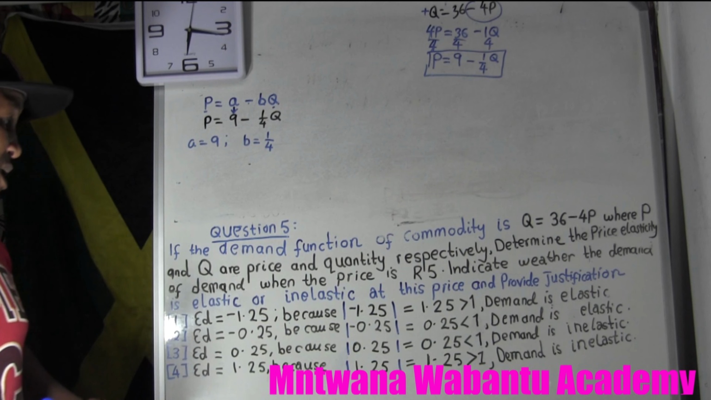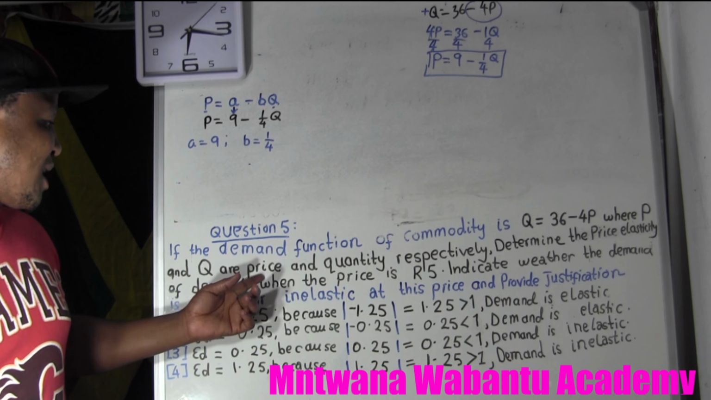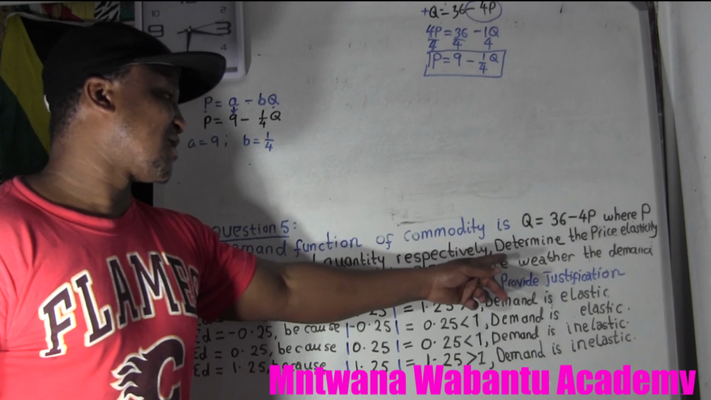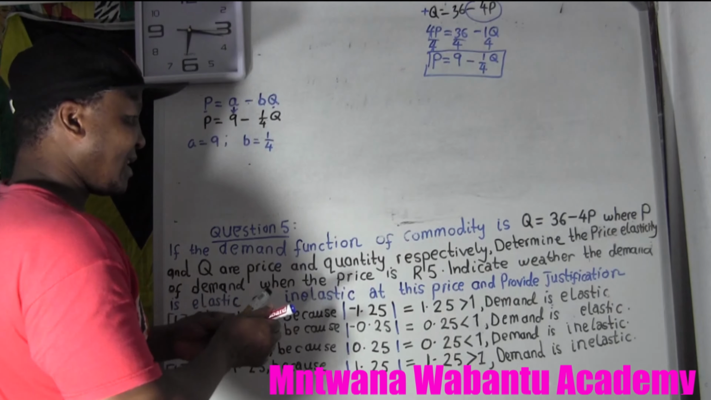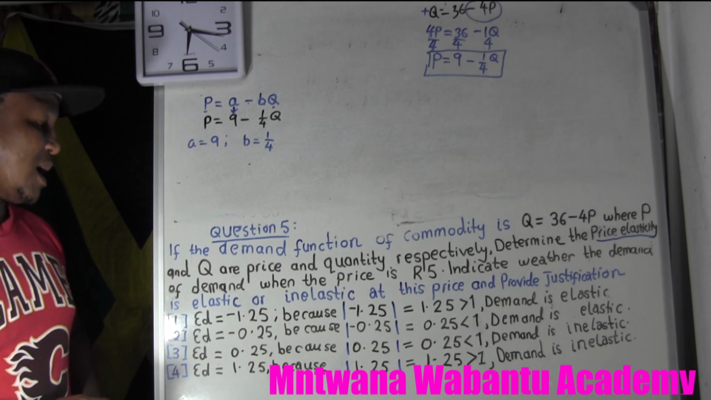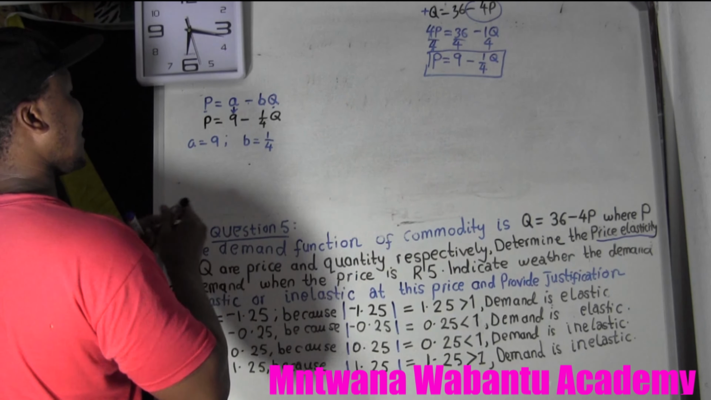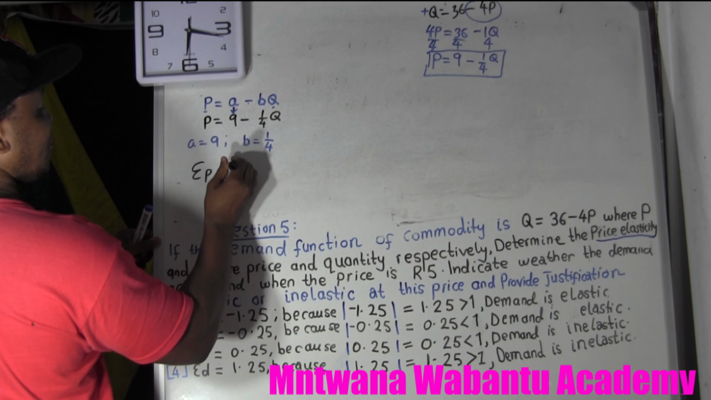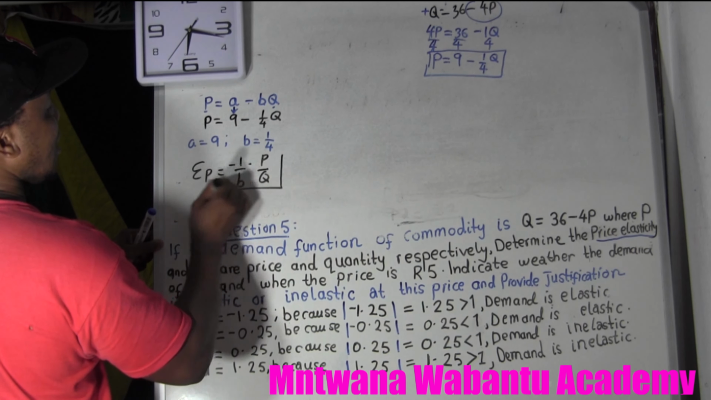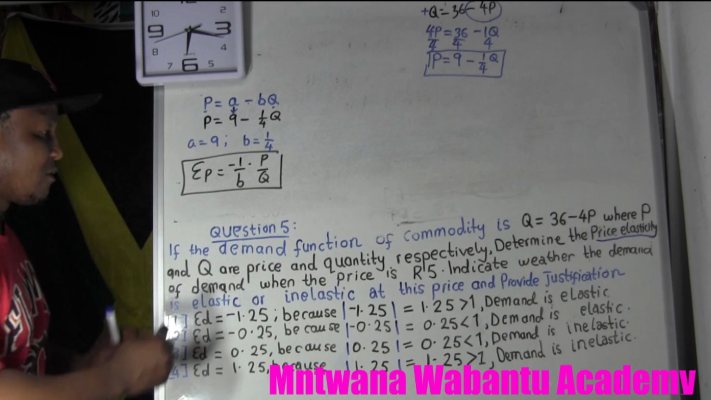Okay, so now I go to the question and continue reading. They say P is the price and Q is the quantity, respectively. Determine the price elasticity of demand. Be careful here. This is the price elasticity form, which has a formula: negative 1 over B times P over quantity. This is the formula for the price elasticity of demand, okay?